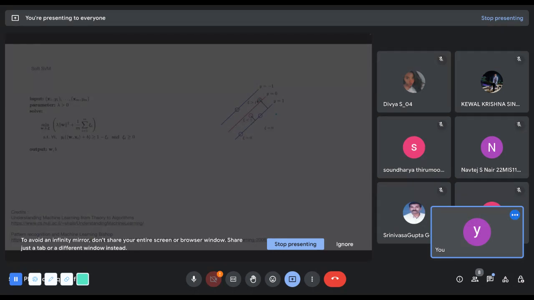So this is a wrong point. I mean, you have classified it incorrectly. Although it belongs to the plus 1 label, because your decision boundary is red, anything to the left, you call it minus 1. Now, because of that, you are penalizing it more.